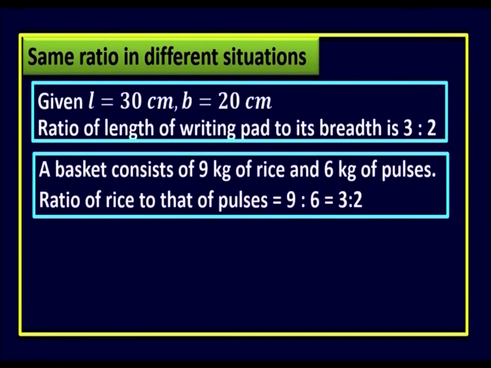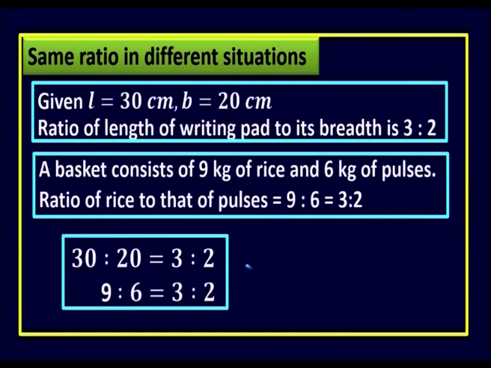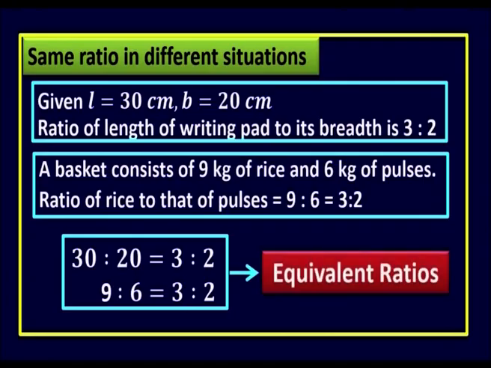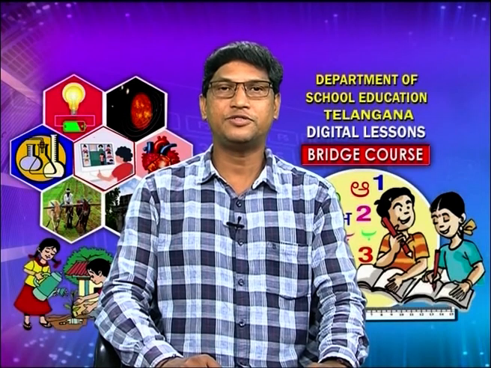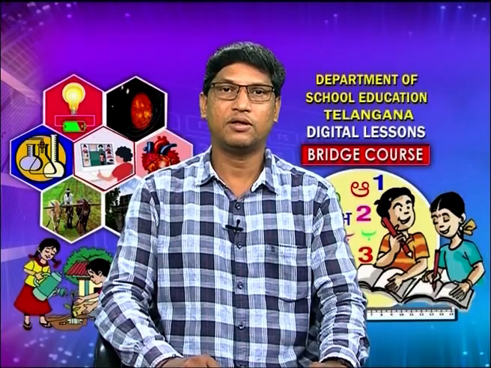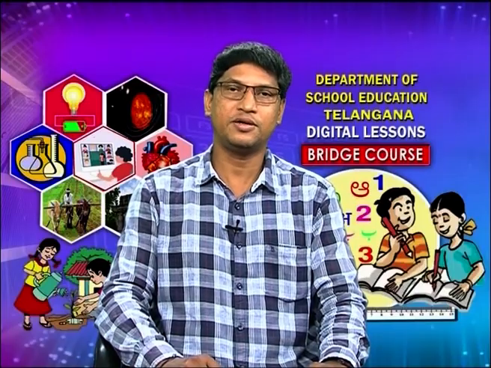So, children, what do you notice from these two examples? Yes, we have seen that 30 is to 20 is 3 is to 2, and even 9 is to 6 is also 3 is to 2. Now, these two ratios are said to be equivalent ratios. That is, 30 is to 20 is equal to 9 is to 6, that is equal to 3 is to 2. So, we call them equivalent ratios, children. We have seen what actually a ratio is, and we have solved some examples also, isn't it, children?